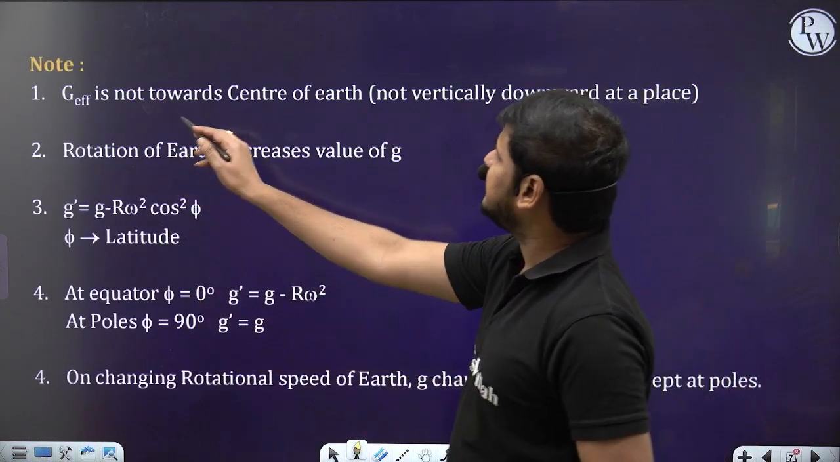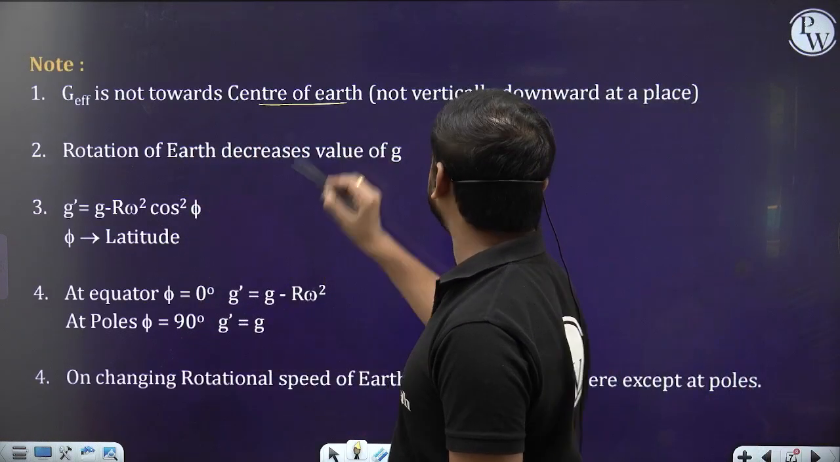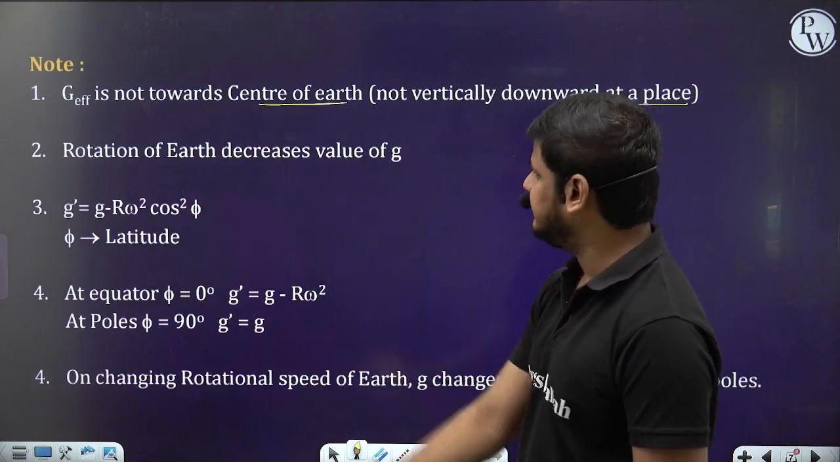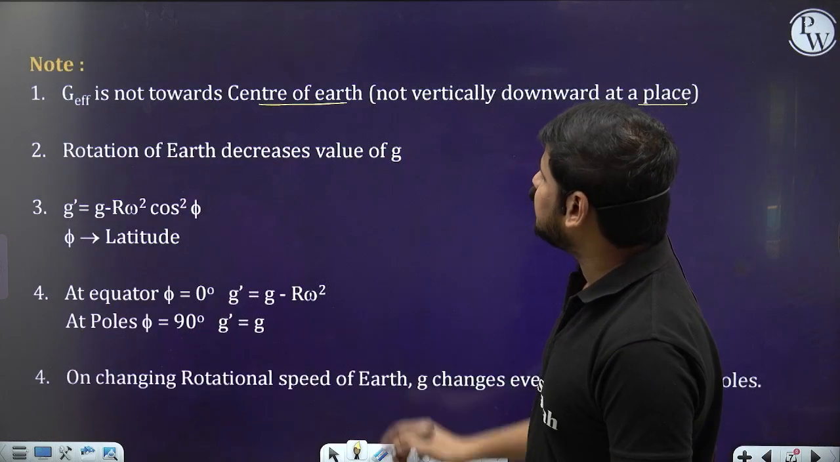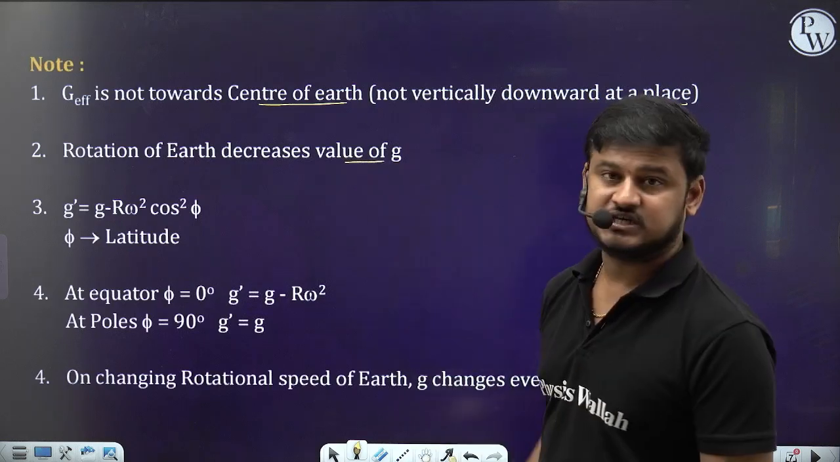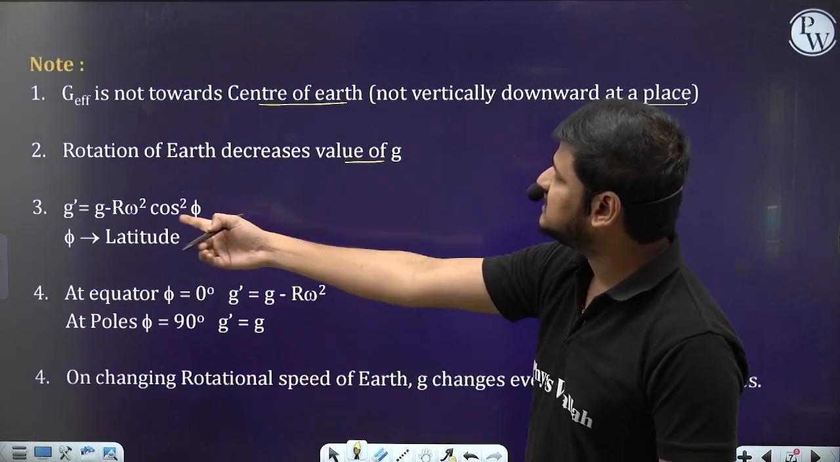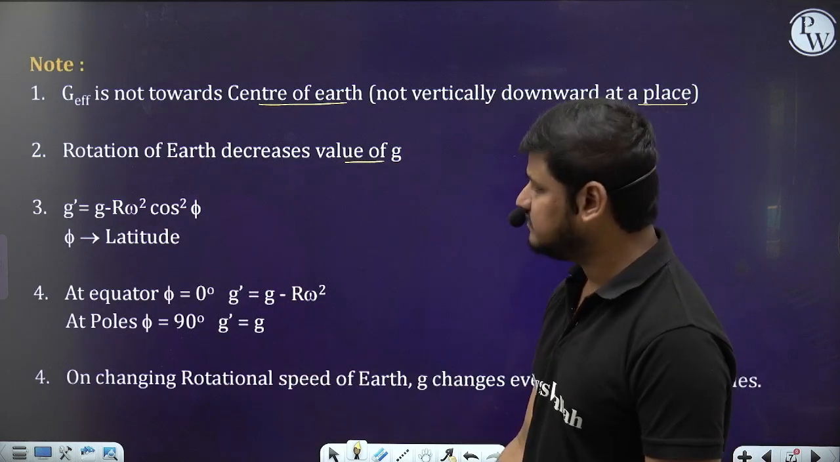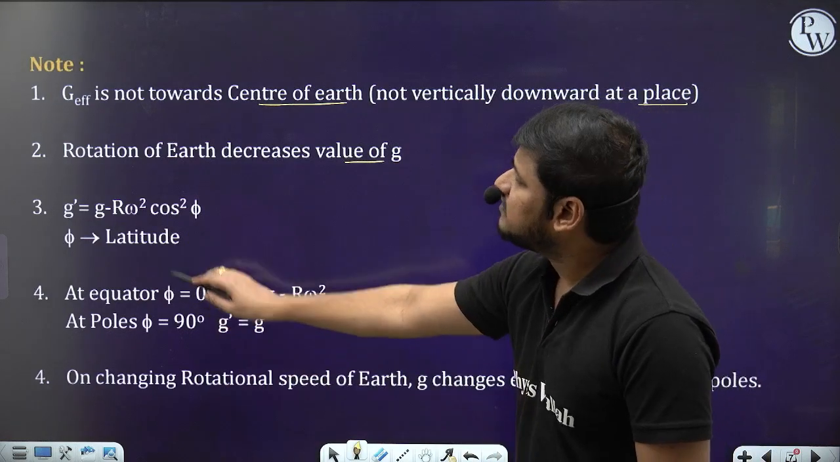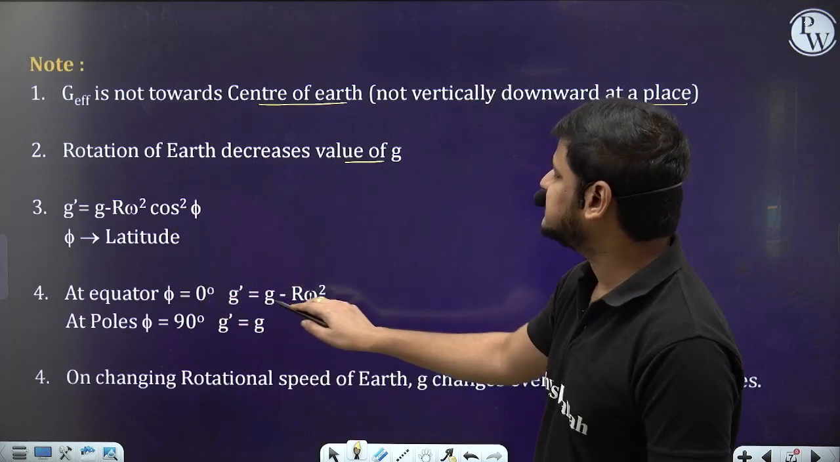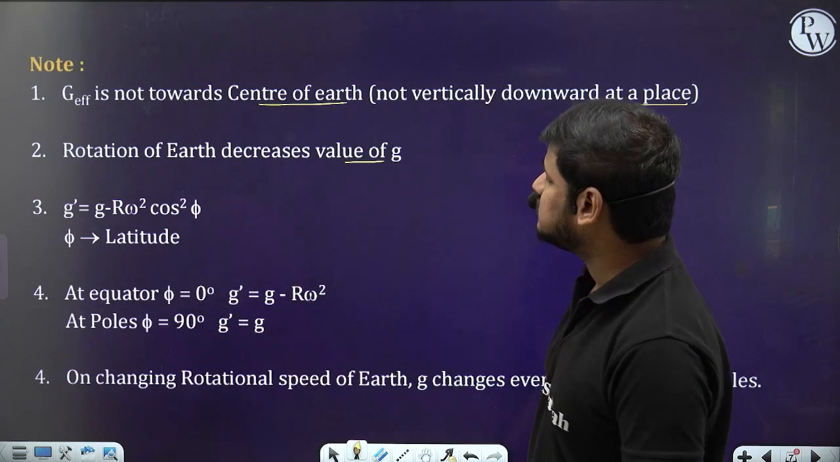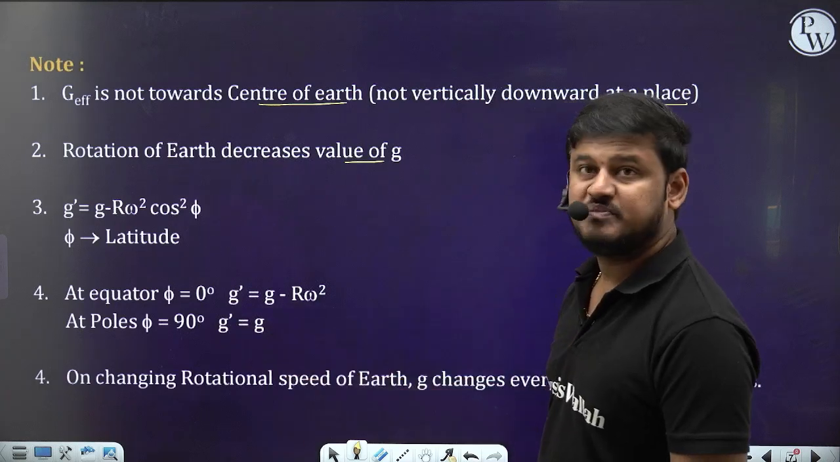So the g effective is not towards the center of the earth, it's not vertically downward at a place, so it will be somewhat tilted. So the rotation of the earth decreases the value of g, obviously. Because g dash is equal to g minus R omega square cos square phi, where at phi latitude we are finding. So at the equator phi is 0 and g dash is equal to g minus R omega square, and at poles phi is equal to 90, so then g dash will be equal to g.